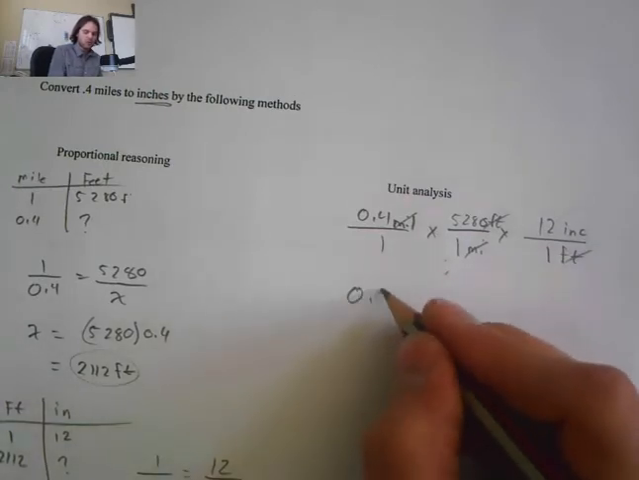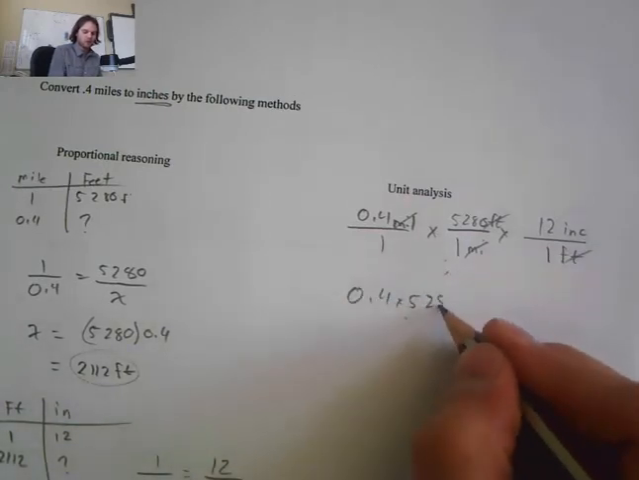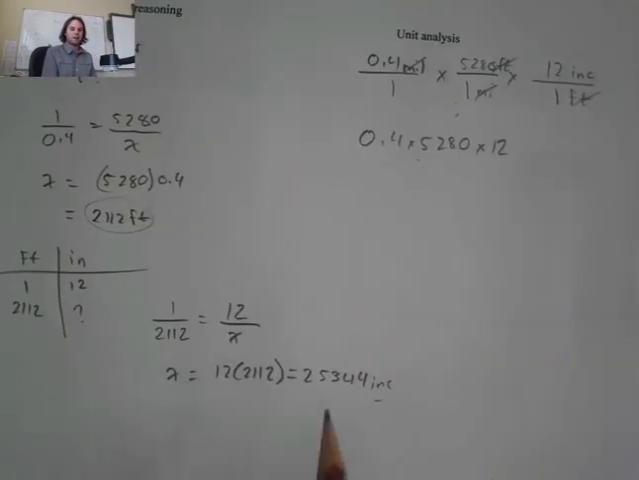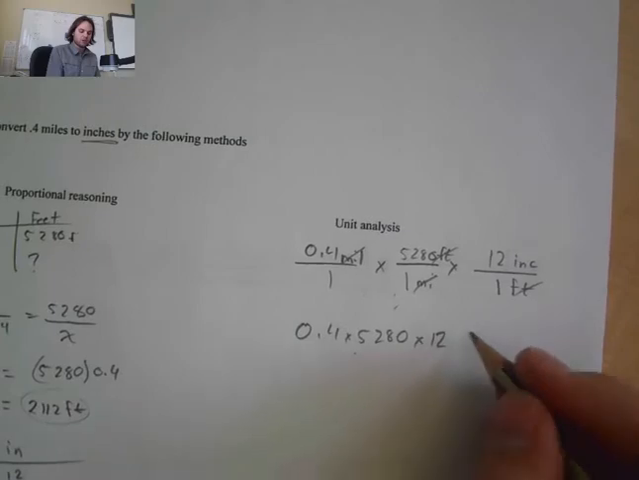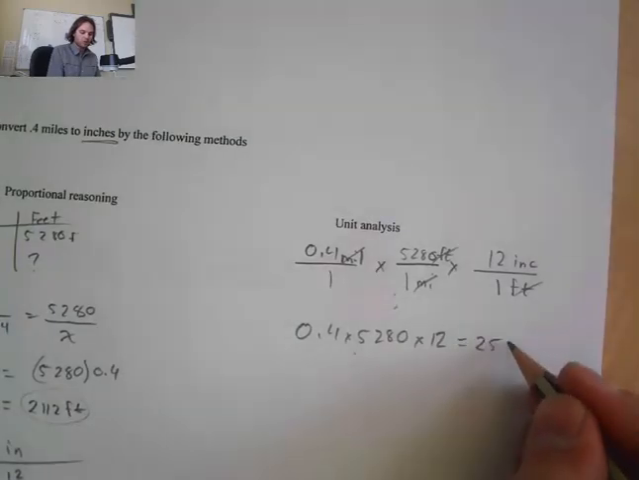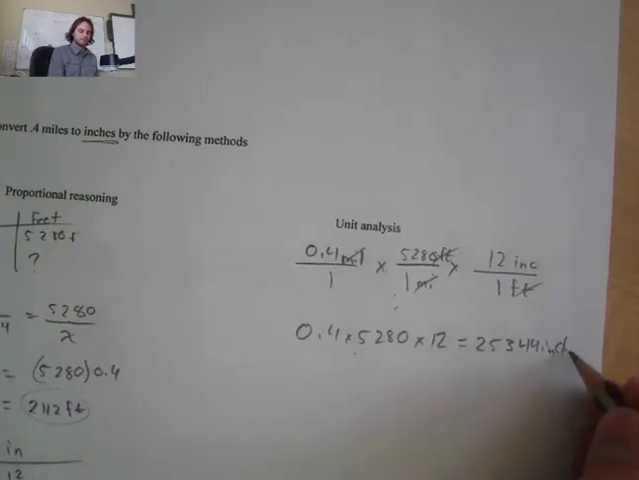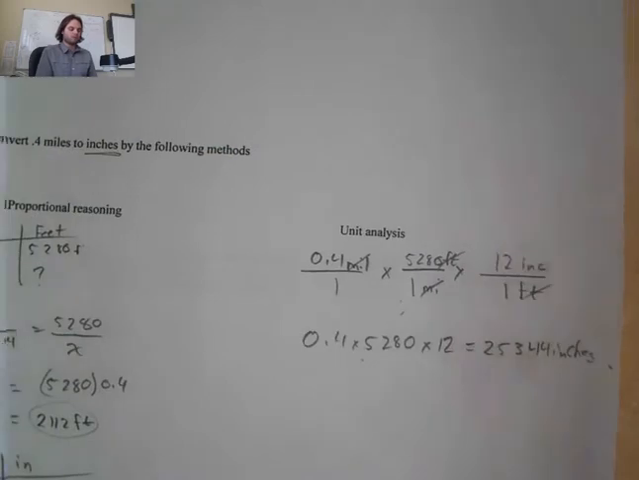So I'll have 0.4 multiplied by 5,280 multiplied by 12, which is essentially the same thing we did way down over here, which will give me a total of 25,344 inches. Okay, so there we go.